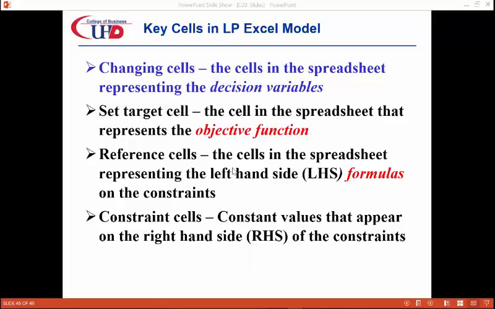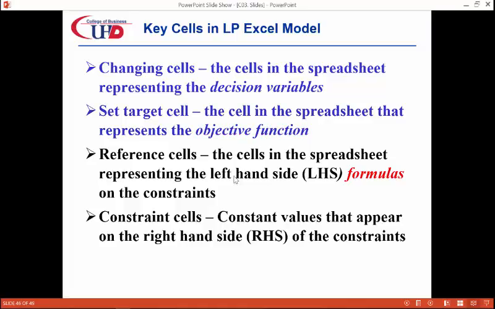Changing cells are the places to put the decision variables. In those cells, you don't need to input anything. Excel will input a number there after solving the problem.